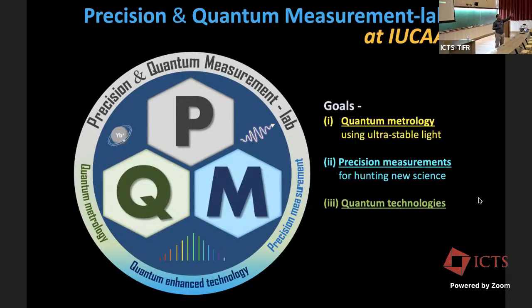You have one more question? Yeah. Sir, what about its line width for the nuclear transition? This will have a very, very narrow line width.